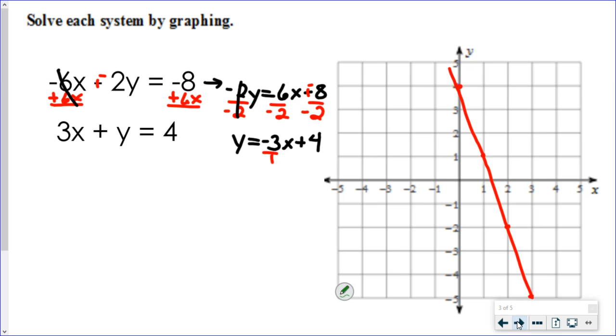Now the second equation is a little bit easier because you have a y and it's a positive y. So all I have to do, if you notice, is minus 3x from both sides. So I get y equals, now again, I want that 3x first. And since 4 is positive, I'm going to add 4. Okay, so I'm going to start it up 4 and then down 3 over 1, down 3 over 1, down 3 over 1.